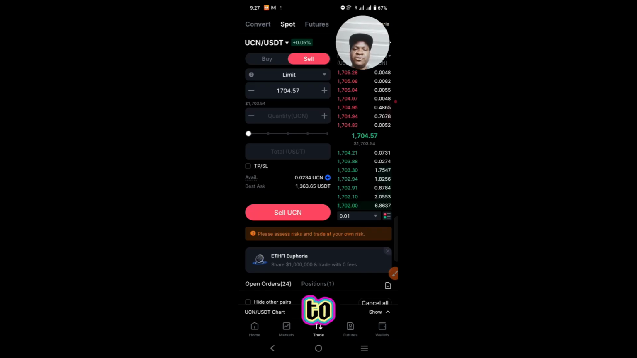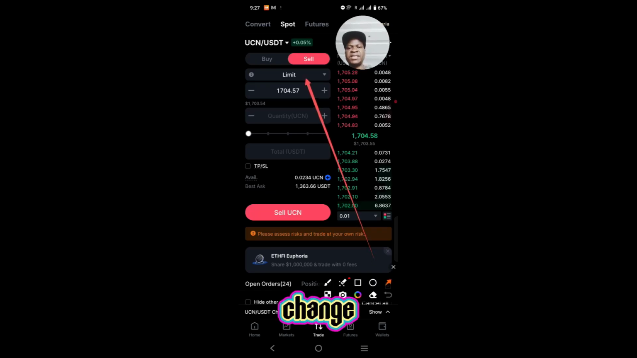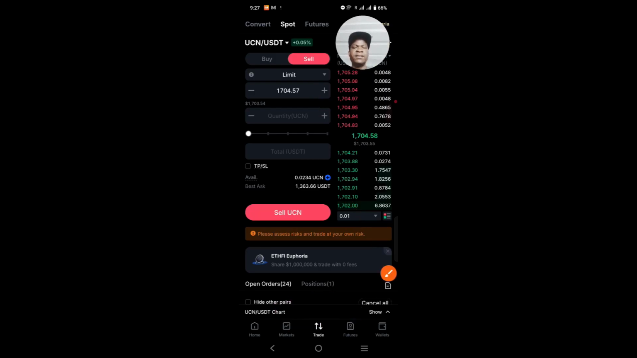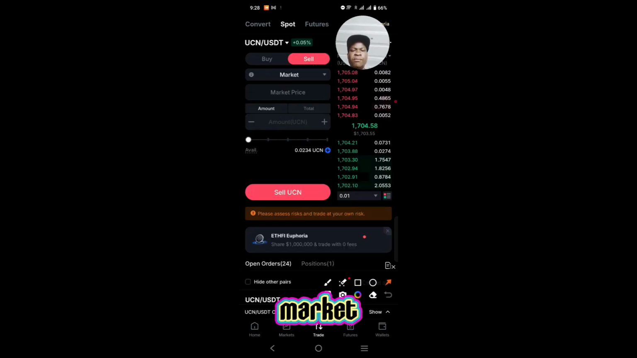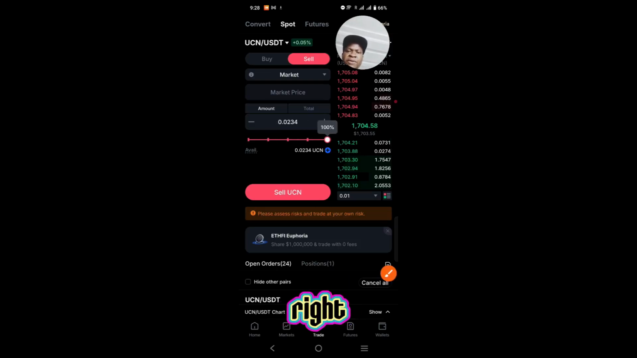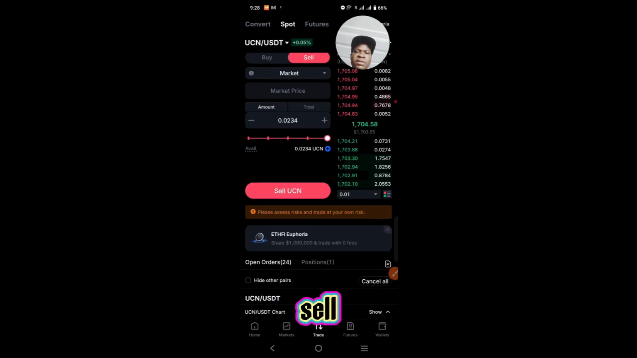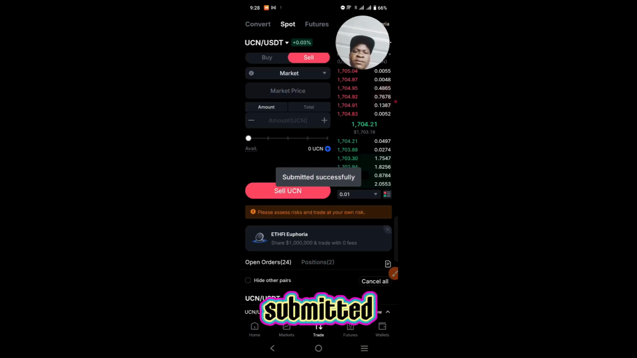So all I need to do is to tap this place, change from limit to market. I want to sell at market price. So I tap on it and change it to market. So it's now market, as you can see. All I need to do again is to drag this button from left to right, and trigger sell. It will sell automatically. Successfully submitted.